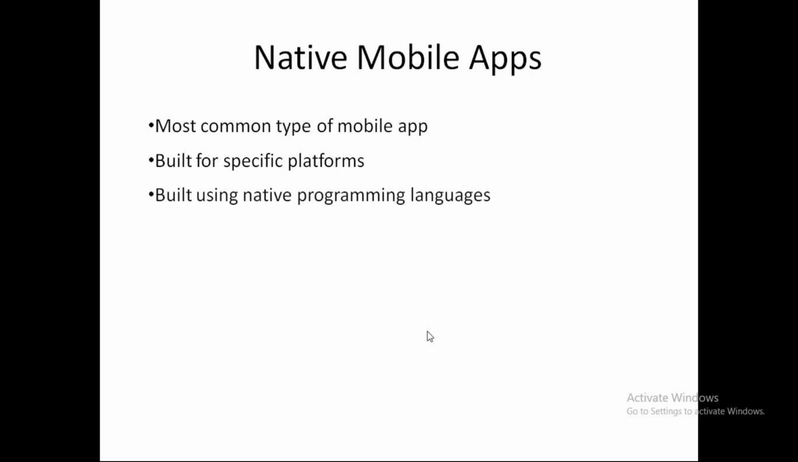Next, built using native programming languages. For example, in case of Android, you will use Java, but in case of iOS, you might use Swift or Objective-C. So the programming languages will also differ from platform to platform for native mobile applications. Clear, all of you? So this is about the native mobile applications.